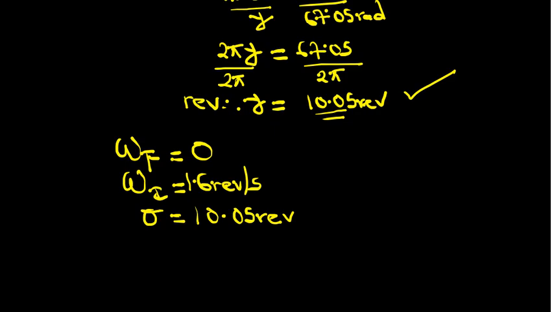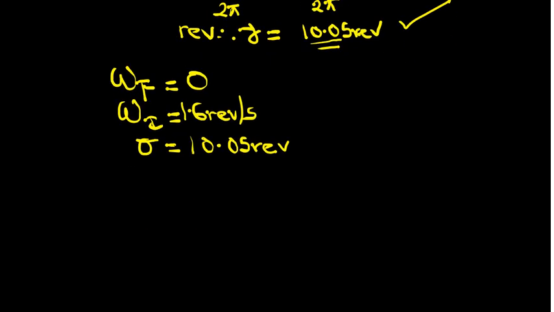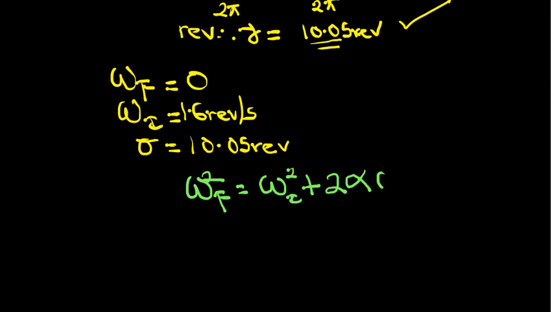Remember that when you get back to the equations of motion, you have this formula: the final velocity squared is equal to the initial velocity squared plus 2 acceleration, which for objects moving in a circle is angular acceleration, multiplied by the value of theta. So in this question, what are we having as the final velocity? The final velocity is equal to 0.